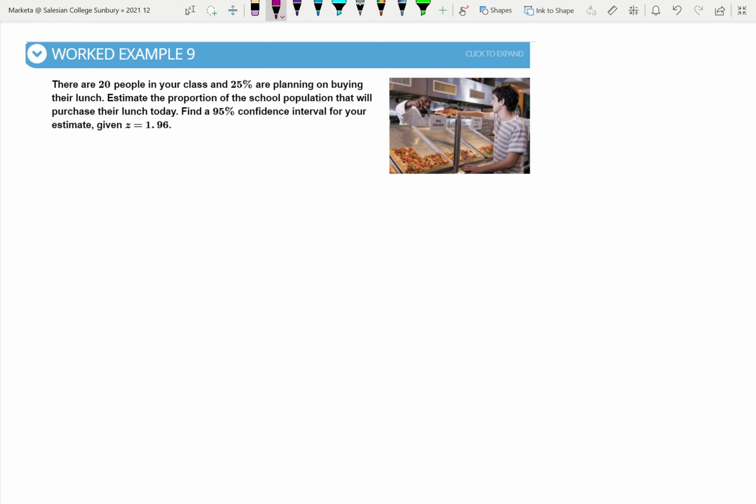So there are 20 people in your class and 25% are planning on buying their lunch. Estimate the proportion of the school population that will purchase their lunch today. And finally, find a 95% confidence interval for your estimate, given that z equals 1.96. So let's see what we've got.